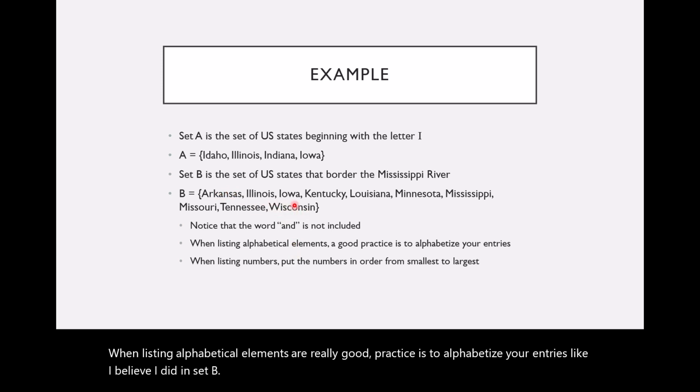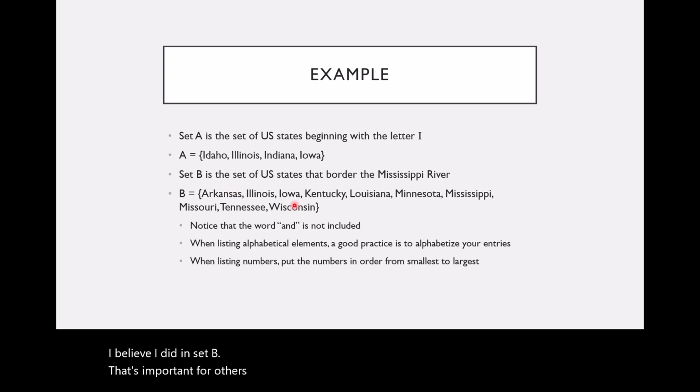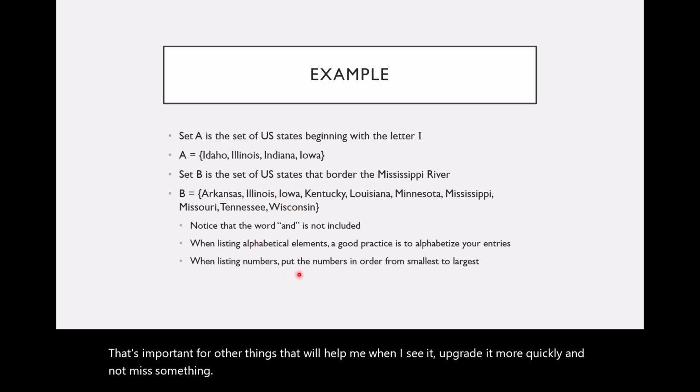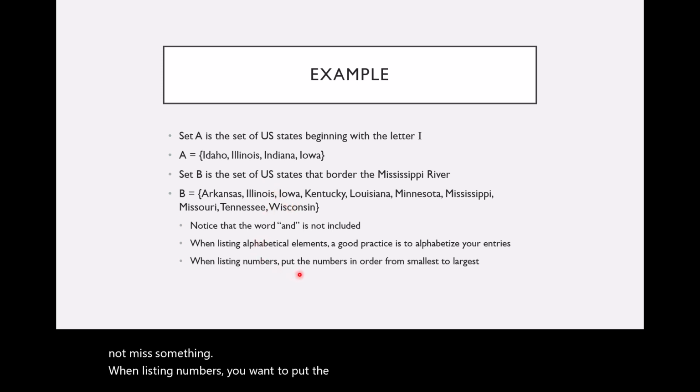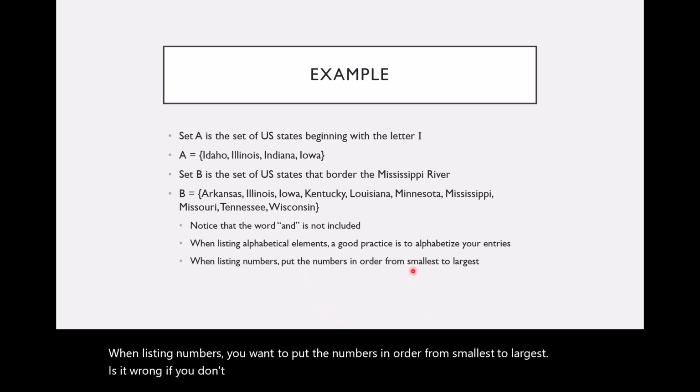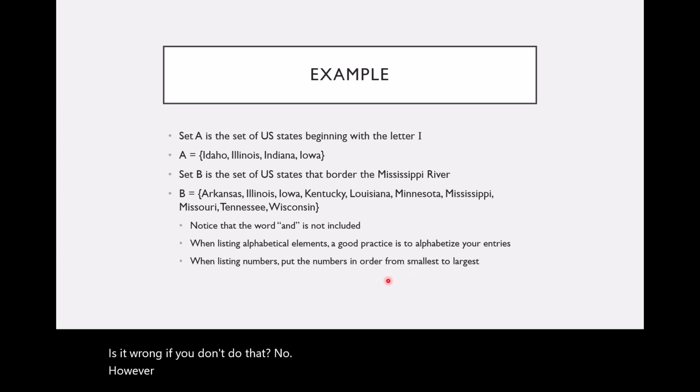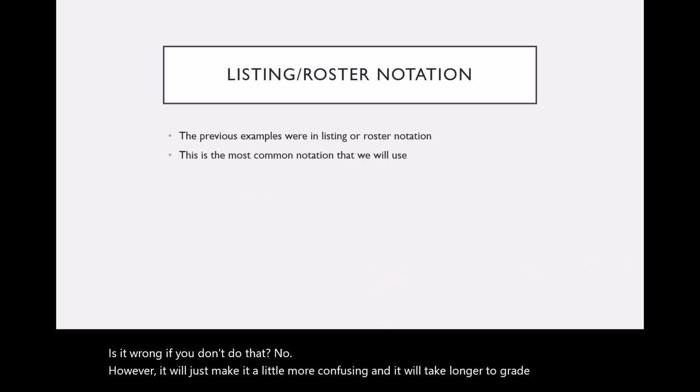That's important, among other things, because it will help me when I grade it more quickly and not miss something. When listing numbers, you want to put the numbers in order from smallest to largest. Is it wrong if you don't do that? No. However, it will just make it a little more confusing and it will take longer to grade potentially.